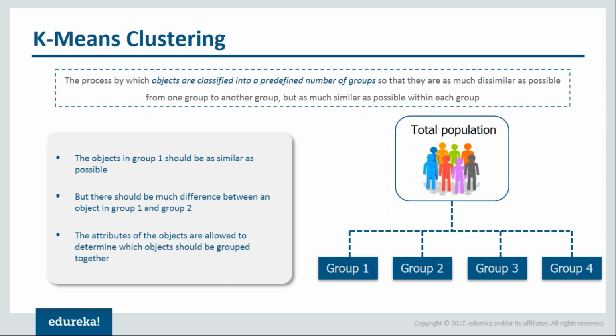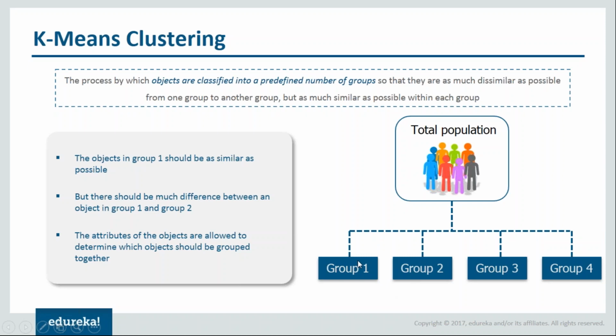So the main idea is to define k centroids, one for each cluster, and these centroids should be placed in a very cunning way because different locations cause different results. So here let us take an example. Let's say that we want to cluster the total population of a certain location into 4 different clusters, namely group 1, 2, 3, 4.